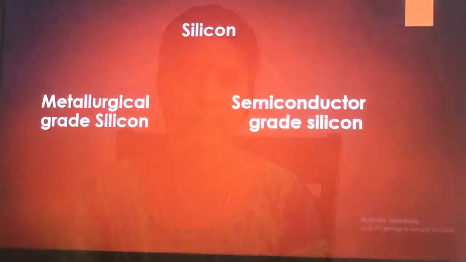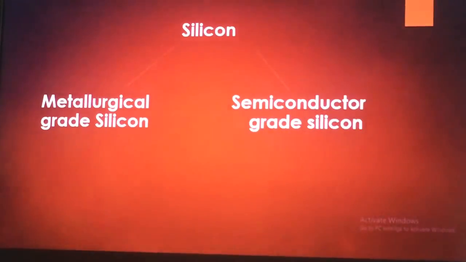Good afternoon students. Welcome to the last session of module 3, that is production of solar grade silicon by union carbide method. Silicon exists in two forms, metallurgical grade silicon and semiconductor grade silicon. First we'll see metallurgical grade silicon.